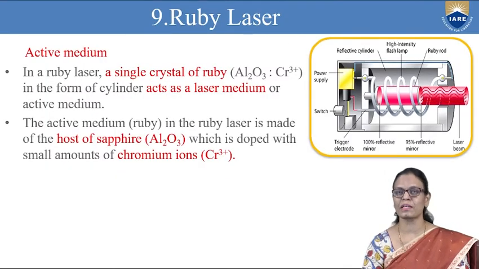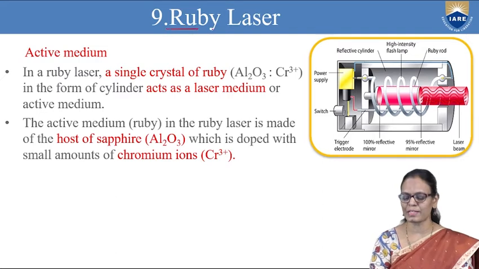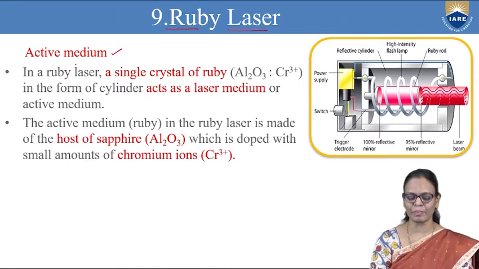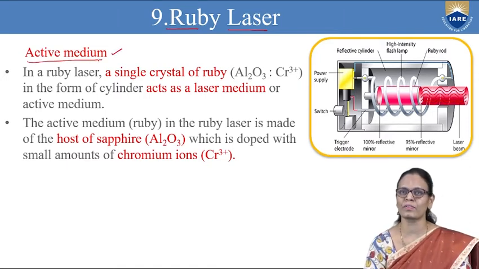Now coming to ruby laser. Ruby laser is a solid laser. We have discussed three parts: the active medium, the pumping, and the resonating cavity. So what is the active medium in ruby laser? That is what we are going to see now.